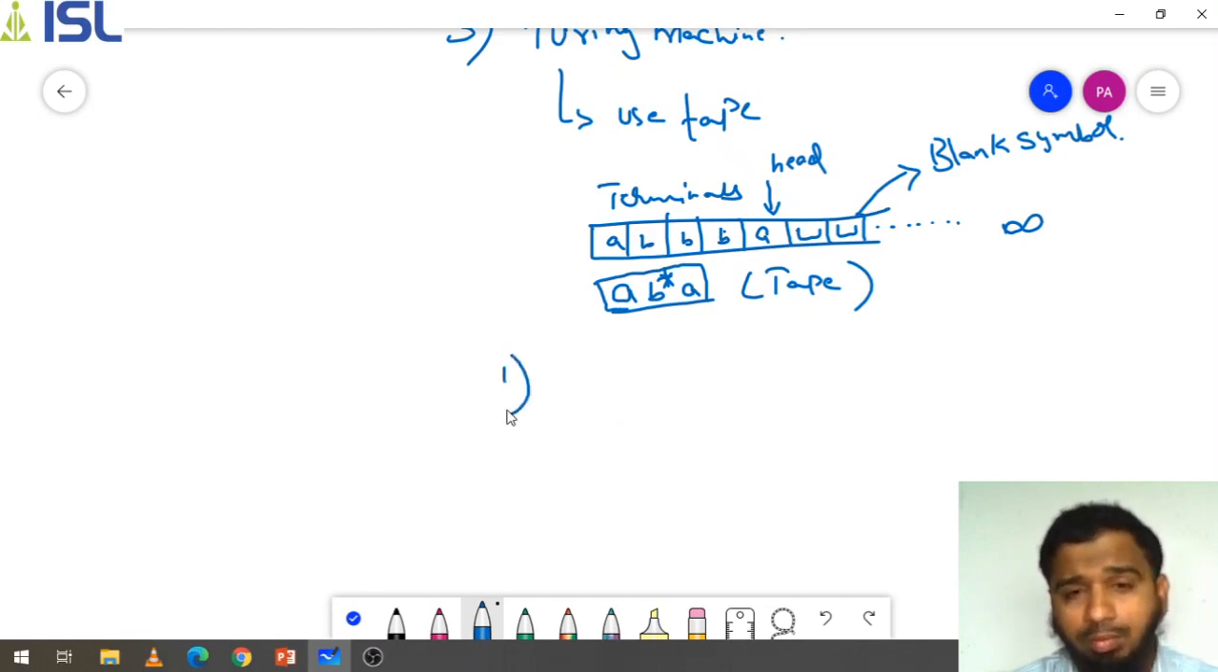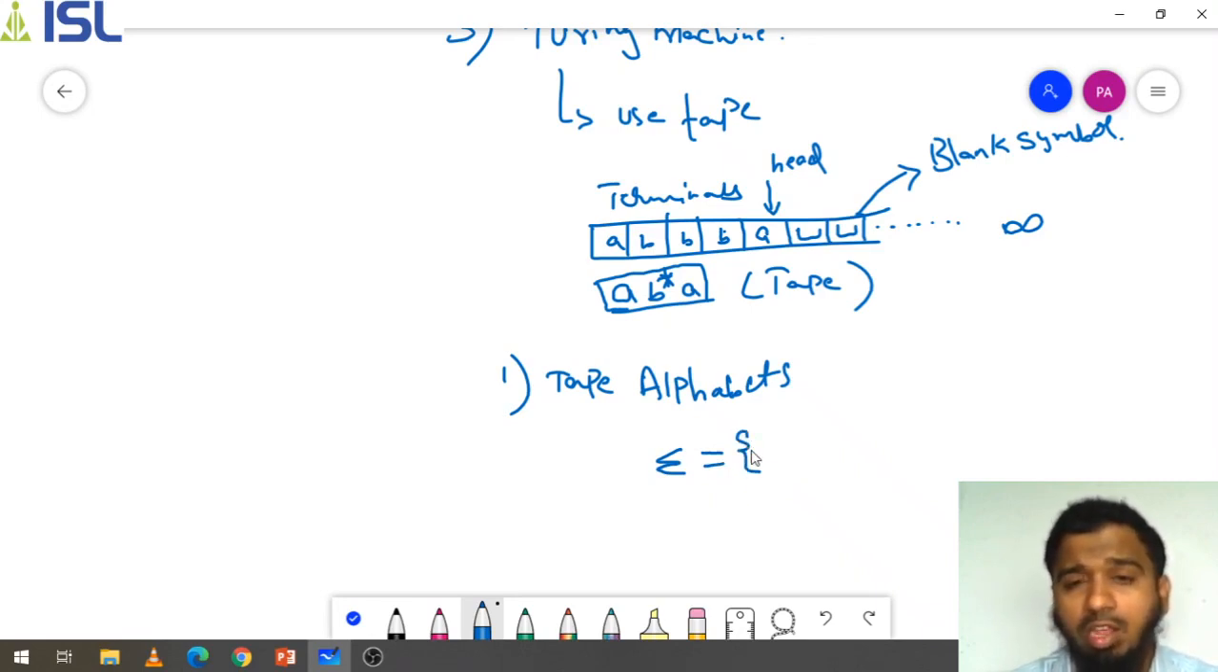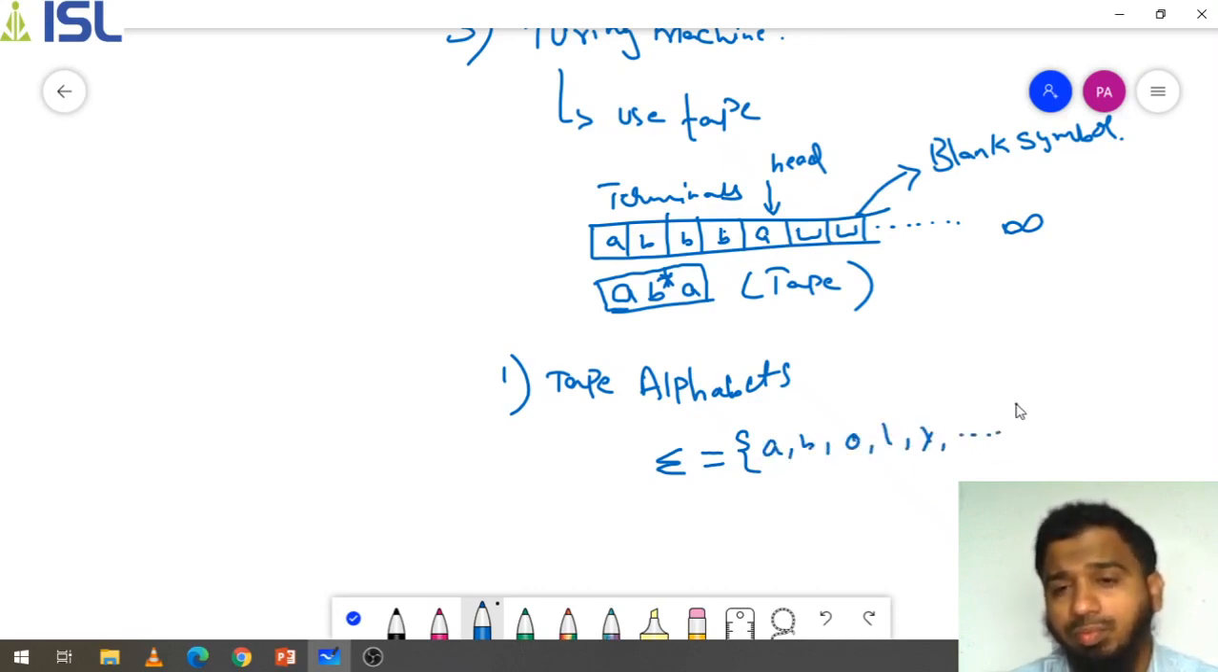First one, tape alphabets. I hope you remember this alphabet, sigma, equals flower brackets. You can take any number of terminals or non-terminals, like A, comma B, comma 0, comma 1, X, anything; Z, Z0 also will be there. Then I will show you what the tuples of the Turing machine are.